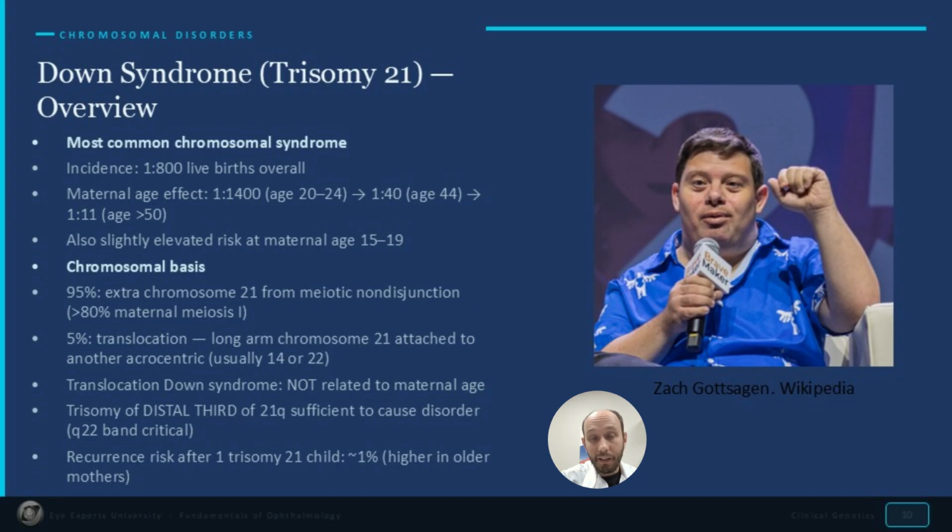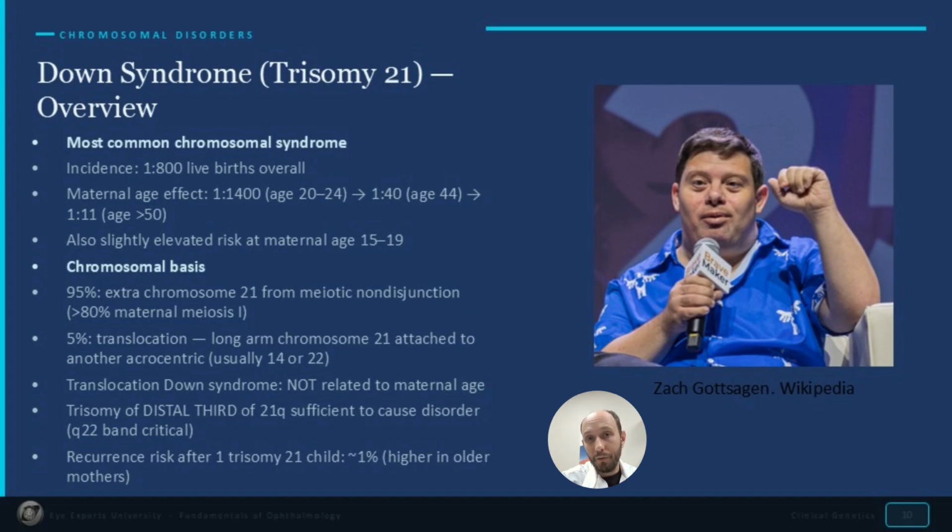The incidence is about 1 in 800 live births. It tends to be more common with advanced maternal age and slightly elevated risk for very young mothers as well. 95% of the time the extra chromosome is from non-disjunction, as we talked about before, and sometimes it's from translocation, where the long arm of 21 attaches to another chromosome, usually 14 or 22. So when you count the chromosomes, you have the correct number, but 14 or 22 becomes very long.